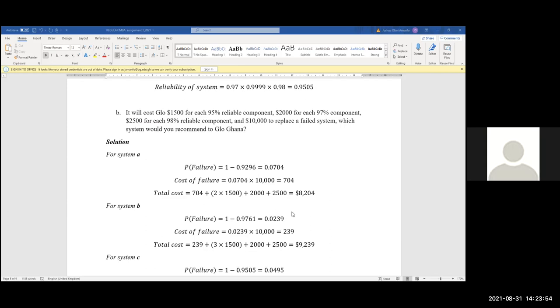Which of the components did you take and then subtract the 0.9296 from to get this before multiplying it by the 10,000? Not the component. You know, in probability, we have something we call failure. The probability of success plus the probability of failure should give you one. Now the probability of success in our case here is 0.9296. So please, I wanted to know where you got that figure from.